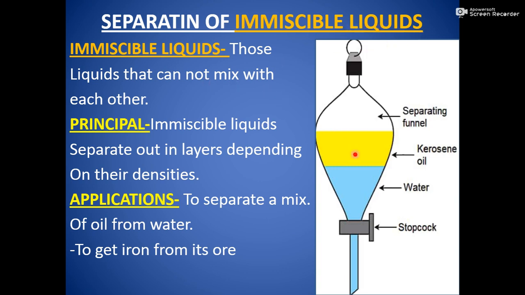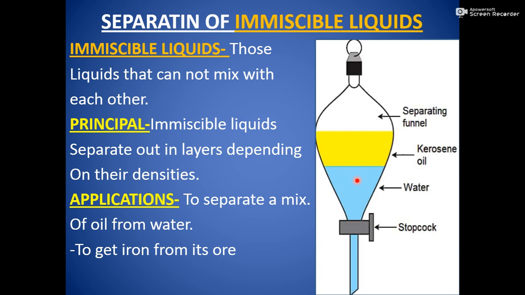So here we are doing the separation of immiscible liquids. As you know, these two liquids do not mix with each other, so immiscible liquids separate out in layers depending on their densities. This is an apparatus known as a separating funnel. You can see clearly in the picture that there are two liquids, one is kerosene oil and the other is water. But kerosene oil has less density than water, so water is heavier than kerosene oil.